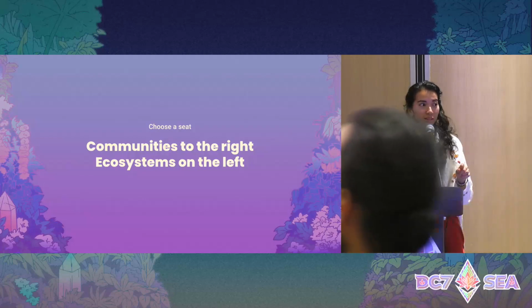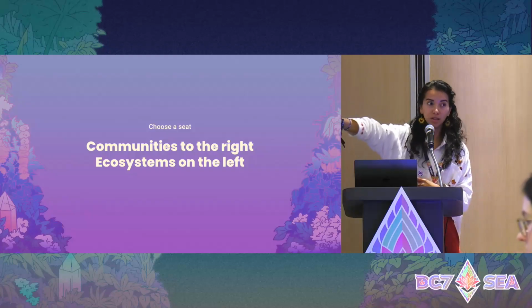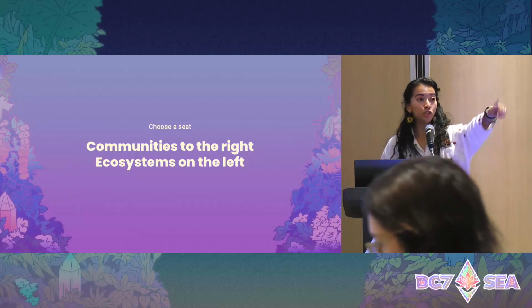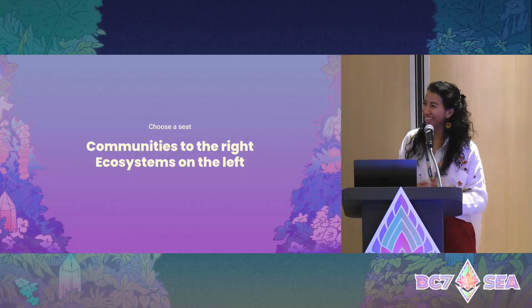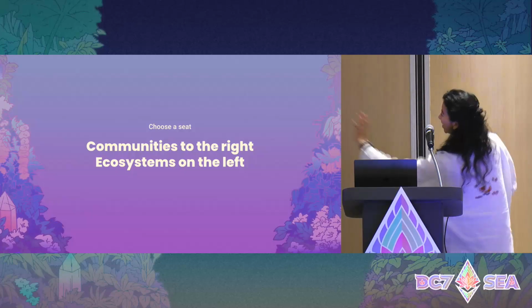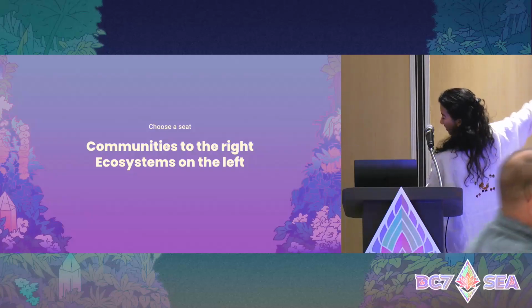It's your right. Yeah, ecosystems is on the left, which is your left. So ecosystems to the left and communities to the right.